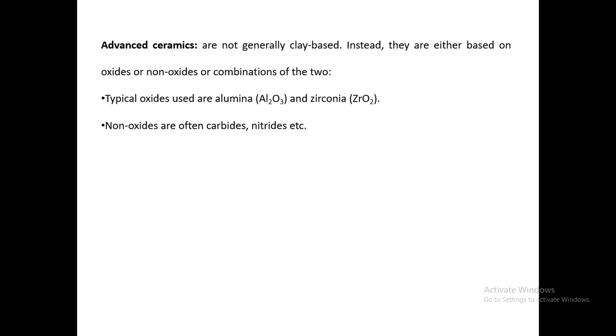When it comes to carbides, tungsten carbide with cobalt as binder is used for cutting tools and dies. Silicon carbide is used as an abrasive and for heat engine components. So we have discussed a lot: how ceramics are processed, the different shaping techniques in which ceramics are processed, and their applications.